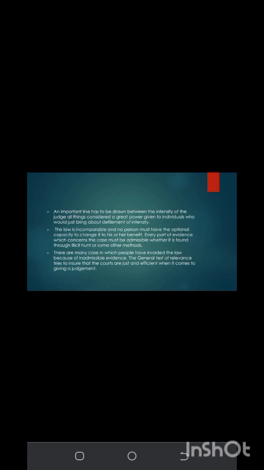An important line is to be drawn regarding the power of the judge, all things considered a great power given to individuals, which could bring about a development of intensity. The law is supreme and no person must have the optional capacity to change it to his or her benefit. Every part of evidence which concerns the case must be admissible, whether it is found through illicit or some other methods. There are many cases in which people have evaded the law because of inadmissible evidence.